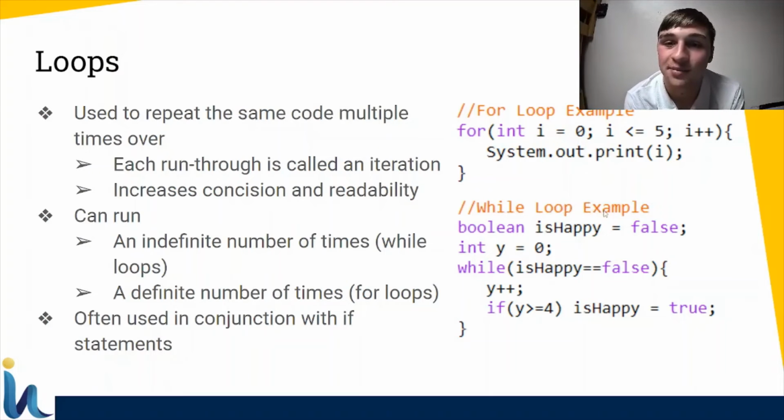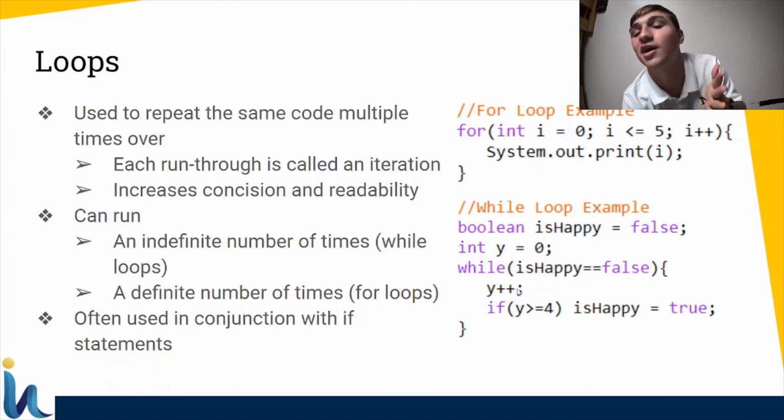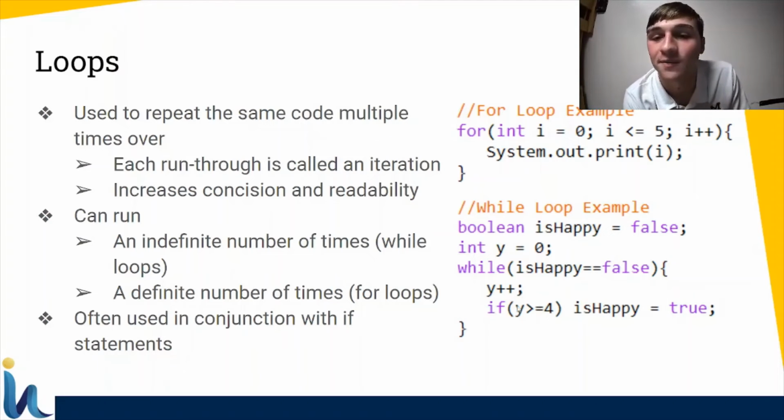And in this while loop example, isHappy is false, y is 0, so you're saying as long as isHappy is false, which is true, you're going to execute this code, y++. So y is now 1. If y is greater than or equal to 4, isHappy is true. Well, y is not yet greater than or equal to 4, so you're going to go through again. Is happy equal to false? Yes, it is. So you're going to increment y to 2, and it's going to go on until y is 4, because when y is equal to 4, isHappy is going to be true, and this conditional statement up here is not going to be met, so it's going to kick you out.